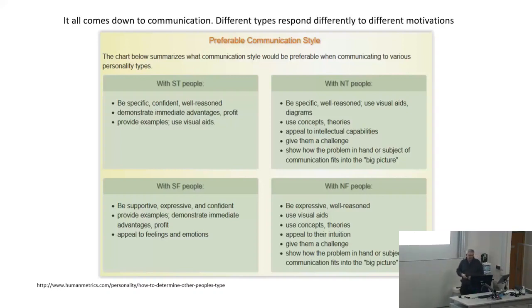Okay? If you're going to the SF people, be supportive, expressive and confident, appeal to feelings and emotions. This is not the normal approach for an engineer. Doesn't mean that that approach doesn't work on most of the population. Yeah? But if you're an engineer and you're used to talking to engineers, you've forgotten all about this because of affinity bias. So this is the sort of thing. So you can moderate, if you know you're talking to an SF person, you can moderate your behaviour to talk to this person and get them to do what you want.